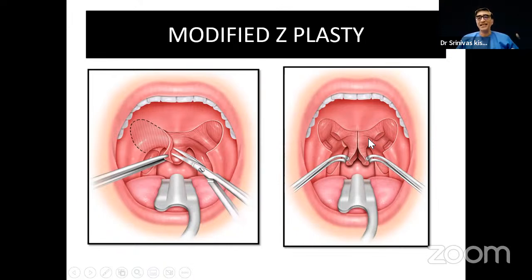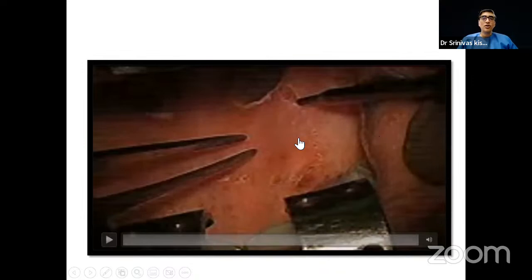What is the rationale behind it? The rationale is to create a scar vector which is anterolateral or a centripetal scar vector. Now let's just go ahead with the video.